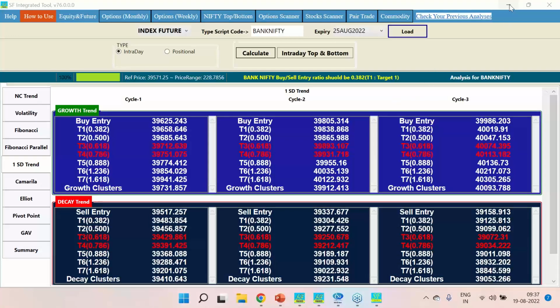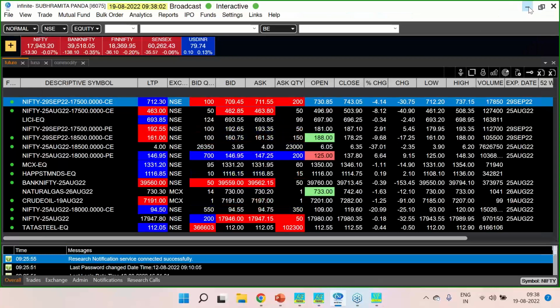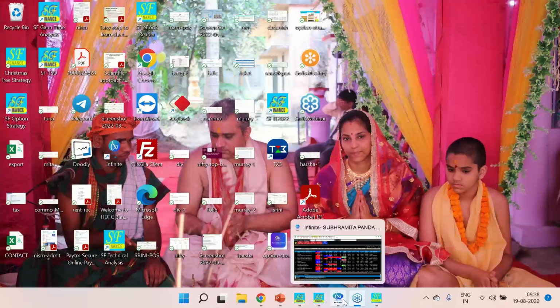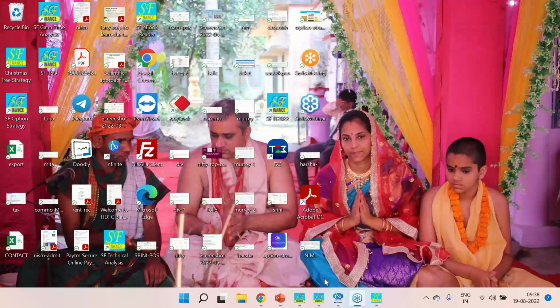There is no need to refresh the trade every 15 minutes. So once you take a reading, that reading is valid for you for the day. So that part for the Nifty and Bank Nifty you have seen.